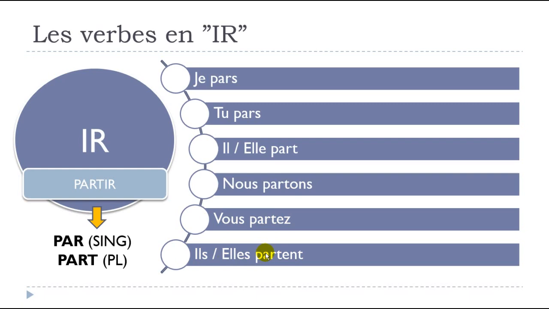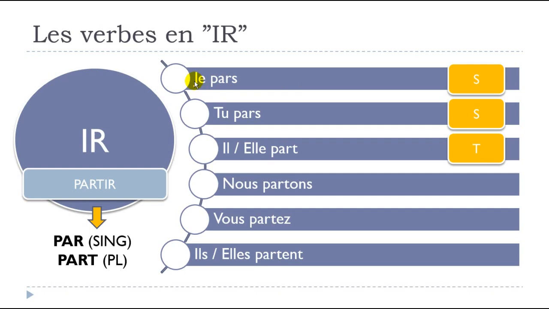Okay, and this is the tricky thing with this verb partir. It's just to remember that when you get the singular or the plural, basically you will have different stems, okay? So the first one, keep in mind that you will have this PAR, and then you will add the ending S for je, S for tu, T for il, elle.